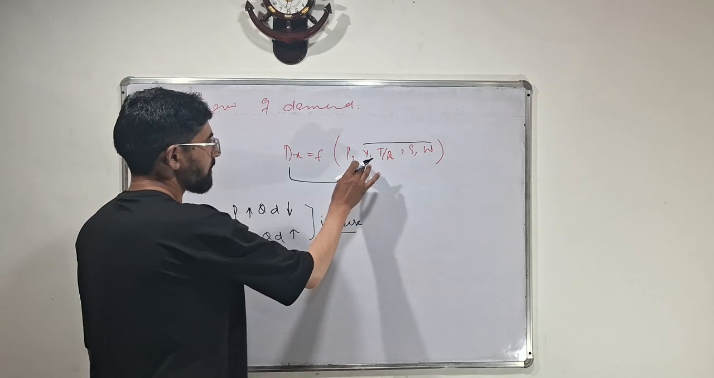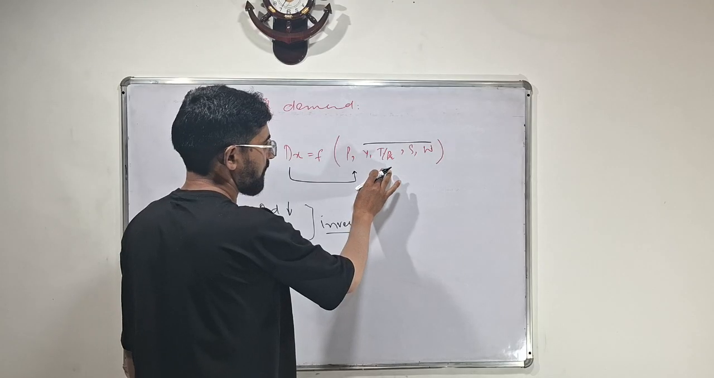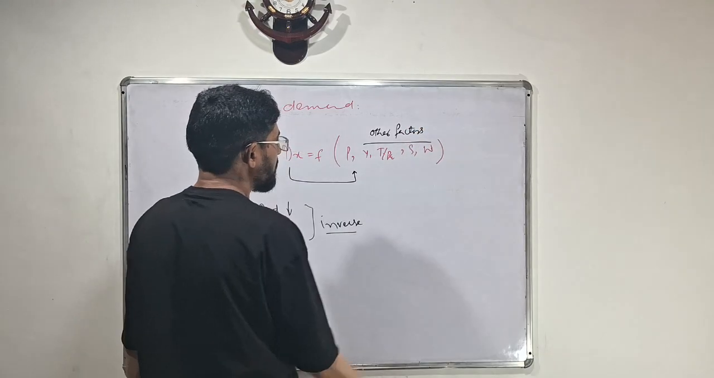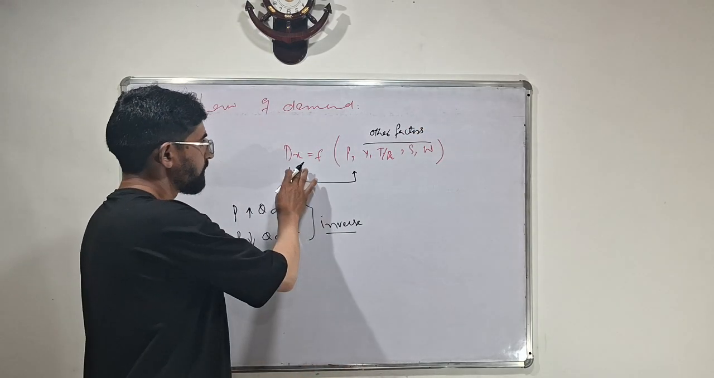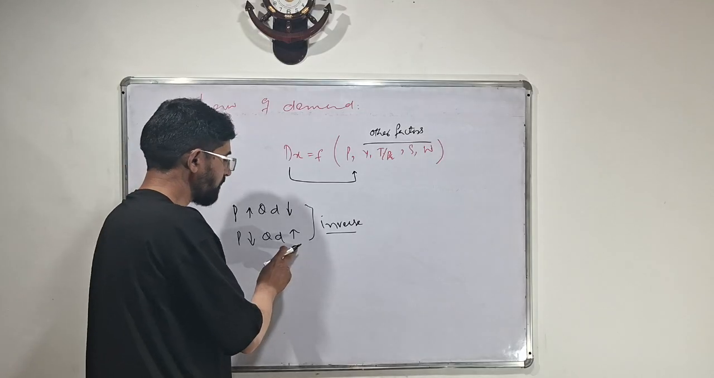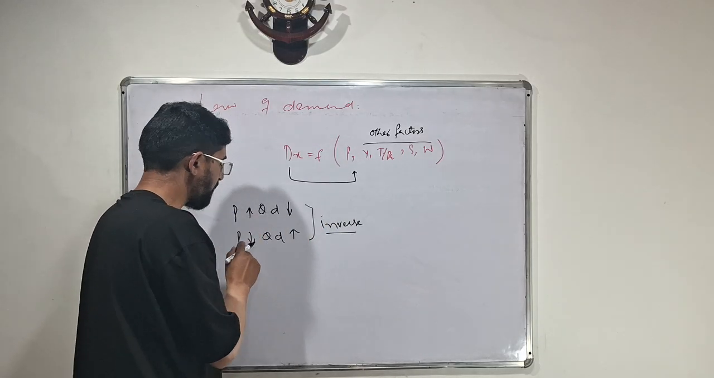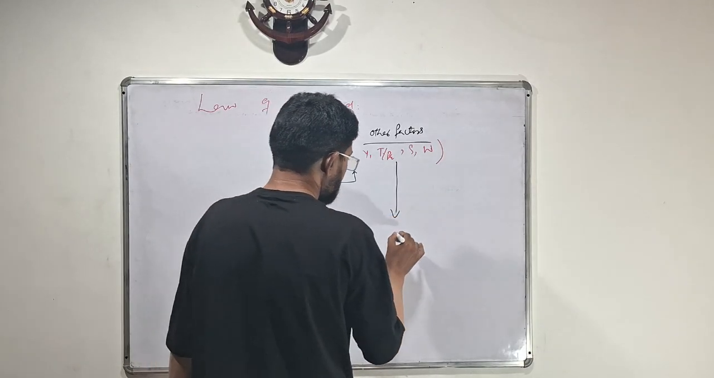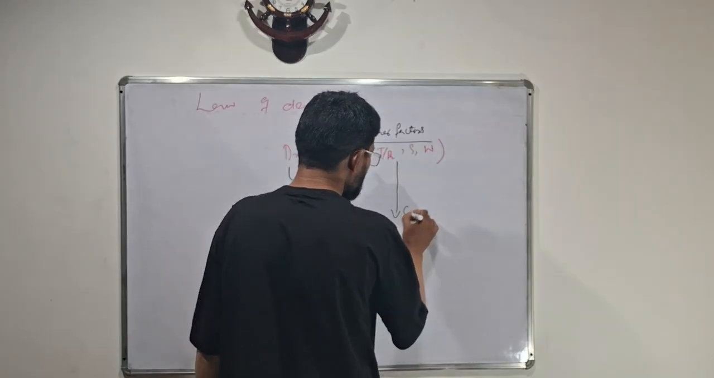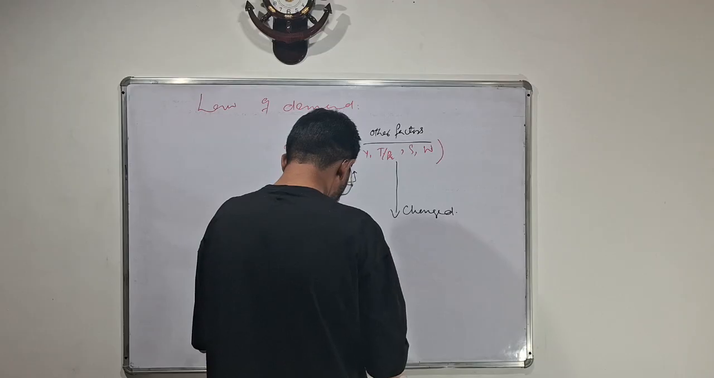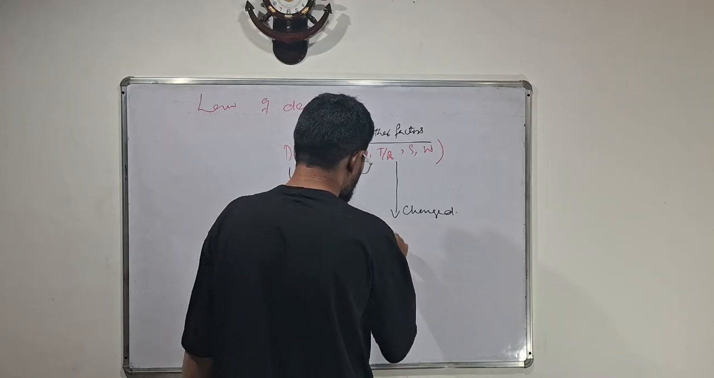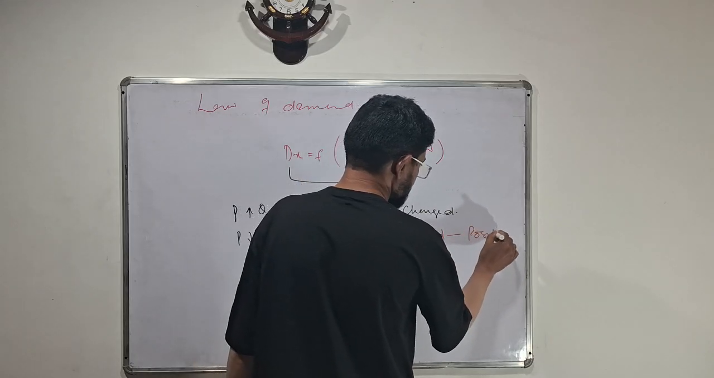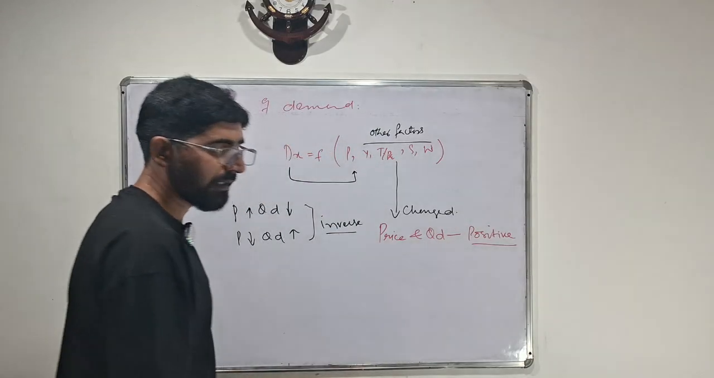Now, today I will discuss what will happen to demand if these factors are not kept constant. We call these other factors. If these are changed, then the inverse relationship, where price increases, demand falls, and price falls, demand increases, will not happen. The relationship between price and quantity demanded will be positive. This inverse relationship will not hold.